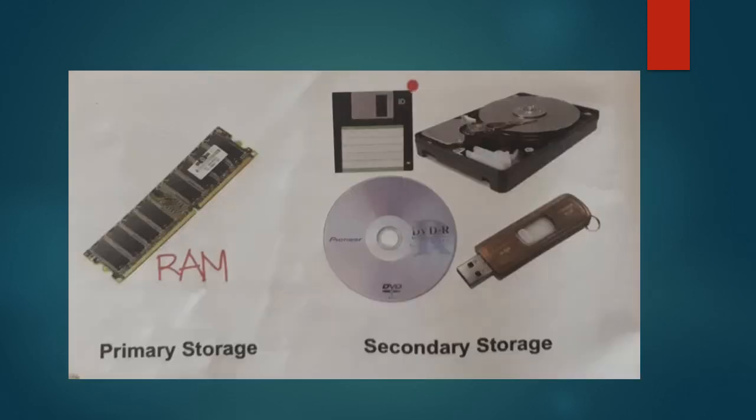Now, see, these are primary storage and secondary storage devices. RAM is the primary storage, while the CD, pen drive, DVD, floppy disk, all these are secondary storage devices. I hope you all have understood the difference between the primary storage devices and secondary storage devices.